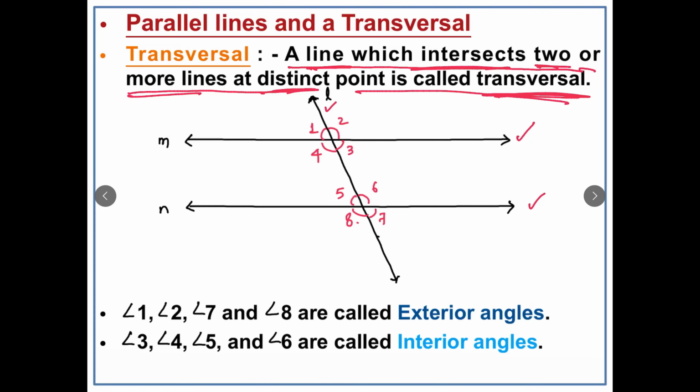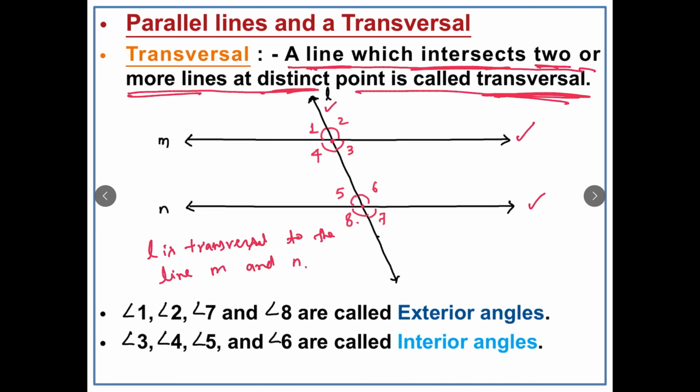This L is the transversal to them because this line L is passing through these two lines and cutting them at distinct points. So this line L is the transversal to the lines M and N.